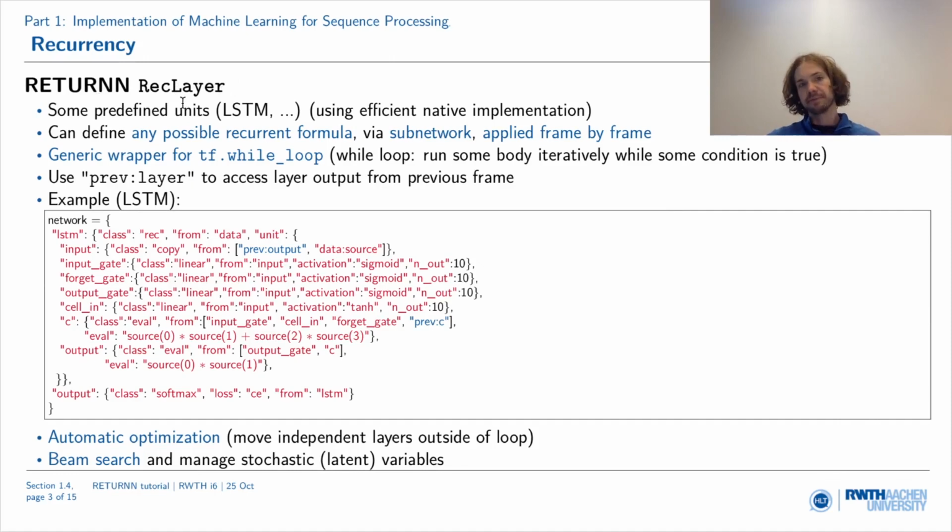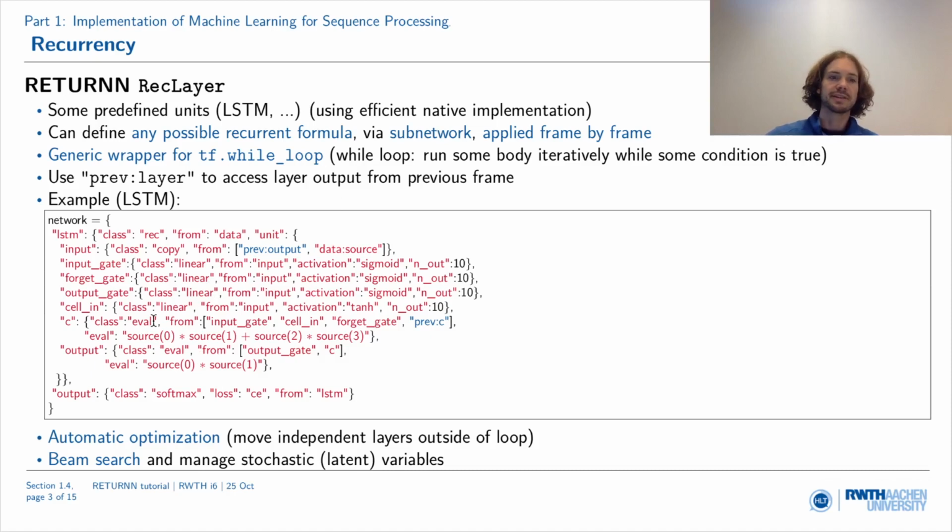So first of all, it supports some predefined units like an LSTM, and for those we can use our very efficient native implementations. We will come to that later. But most importantly, these can be used to define any possible recurrent formula, and then the subnetwork describes the calculation frame by frame. So it's a very generic wrapper around the TF while loop. While loop means that you run some body iteratively while some condition is true.